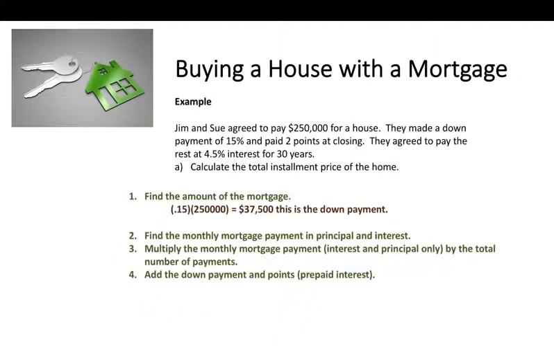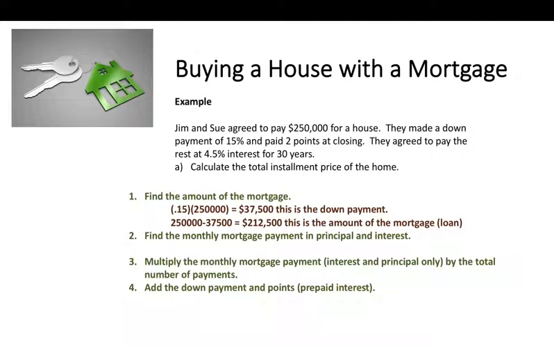So let's get started. First, we need to find the amount of the mortgage. So we find 15% of the selling price, and this amount, $37,500, is the down payment. We're going to subtract the down payment from the selling price. So the amount of the mortgage or the loan is $212,500. That's the amount of the mortgage.